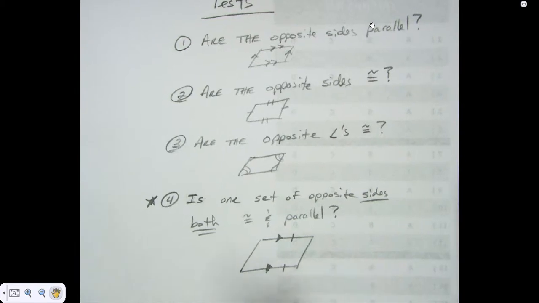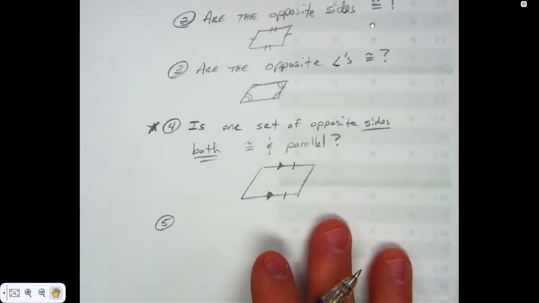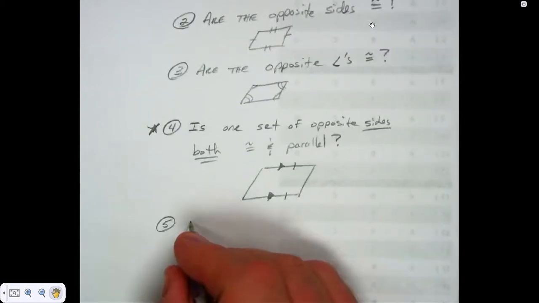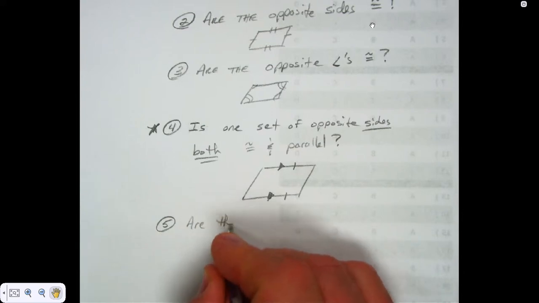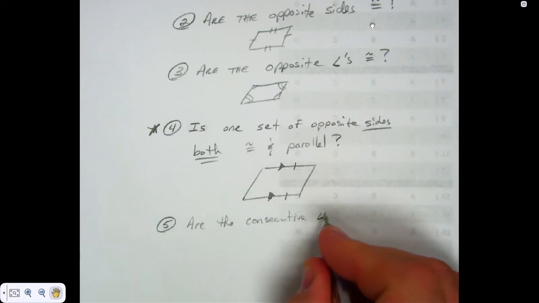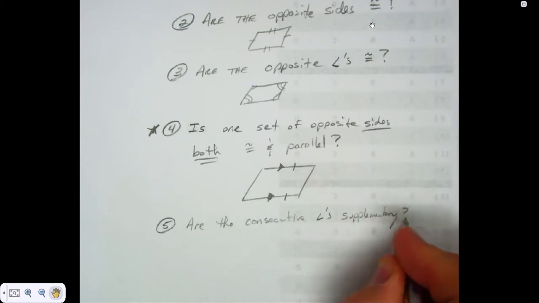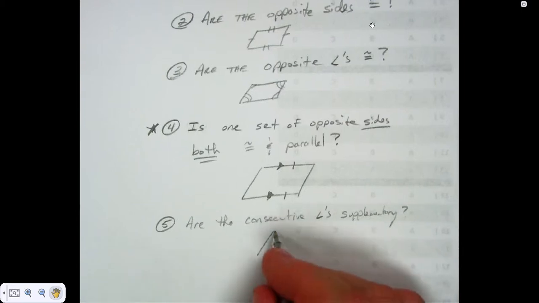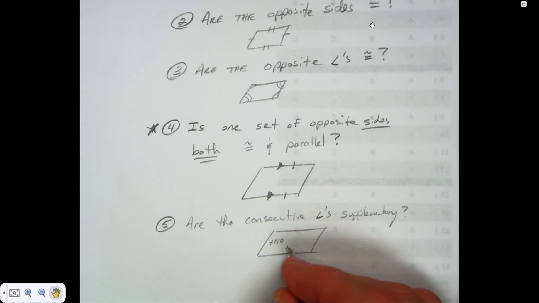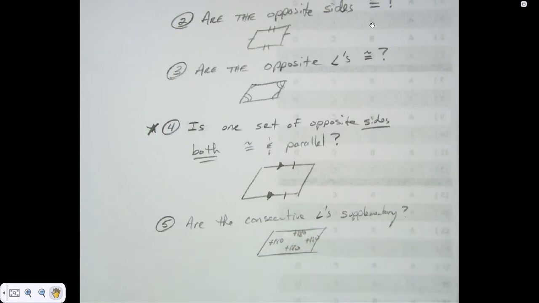Now, this is the new part, but guess what? All those things that we talked about yesterday also work as tests. What else was there? Are the consecutive angles supplementary? What am I saying there? These two add to 180, or this one's add to 180, or these add to what? 180.